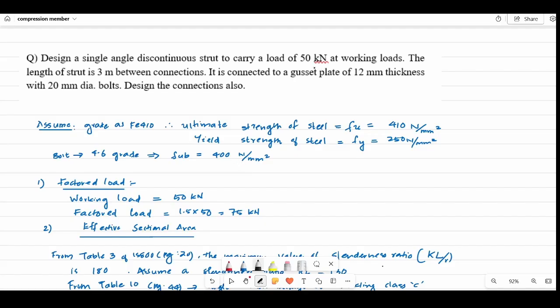Now here the 50 kilonewton given is a working load. Working load is a load which is acting in a serviceable condition, but always we have to design the connection for the factored load. So the factored load will be 1.5 times the working load, which is 1.5 into 50, which is 75.